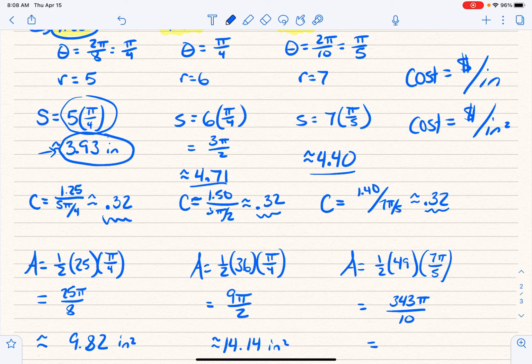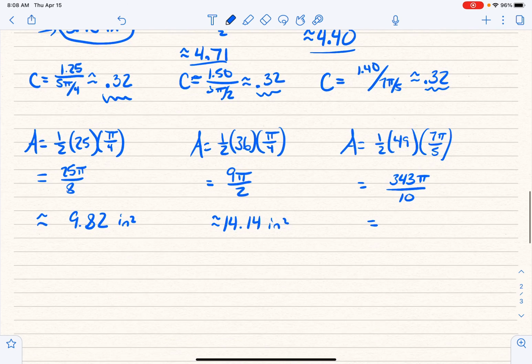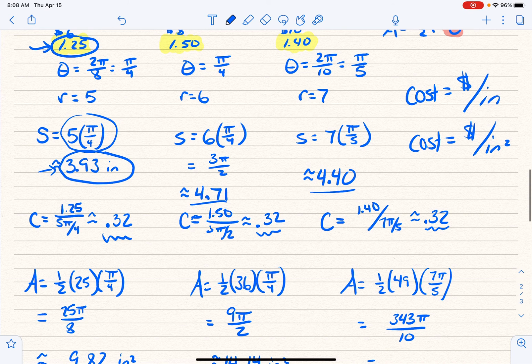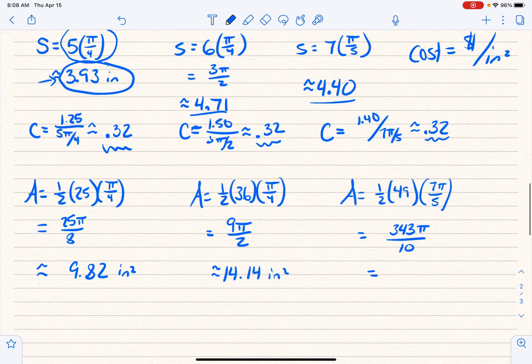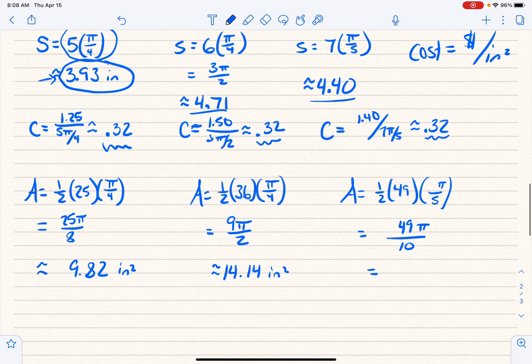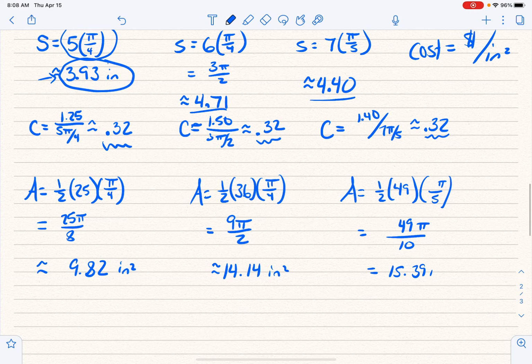Okay, I'm sure you guys are laughing at me right now going, oh, he did something wrong. Oh, my goodness, of course. Okay, it's not 7 pi over 5. That was the length of the sector. That was not the theta. I was like, man, I must have something going on way wrong. So that 7's not supposed to be there. It's supposed to just be pi over 5. So that's going to change this drastically and make that 49 pi over 10. So I say 49 pi divided by 10. Sorry for the mistake, guys. So that's going to be 15.39 square inches.